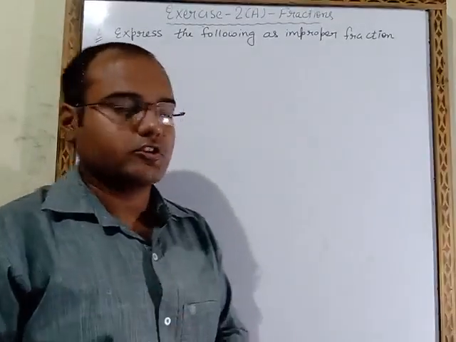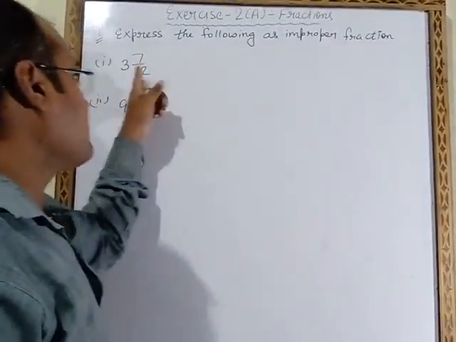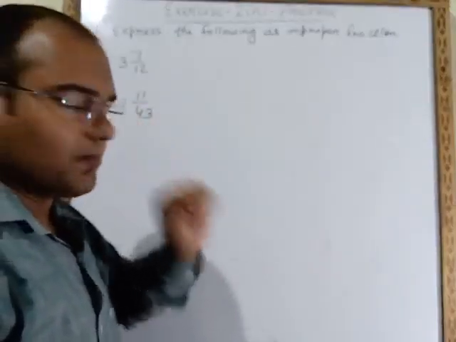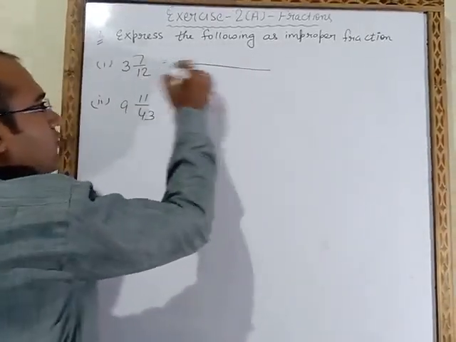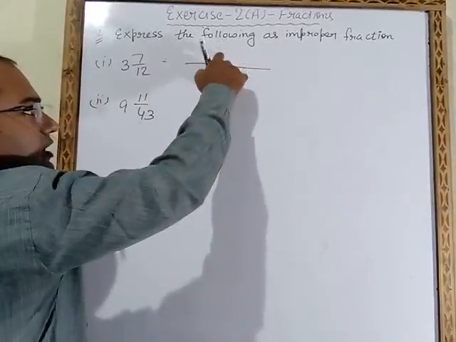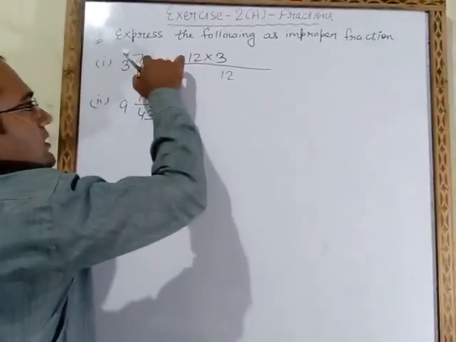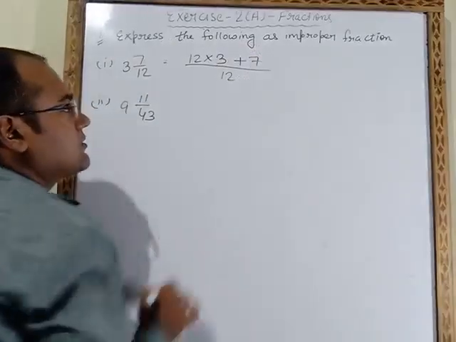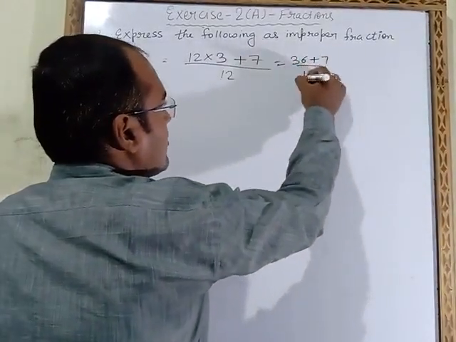Now come to second question. Express the following as improper fraction. Here mixed fraction is given. We have to change it to improper. So first of all what you have to do? In the denominator you have to write 12 only. In the numerator what you have to write? 12 multiplied with 3. This 7 we have to add. So 12 3 ja 36 plus 7 upon 12.